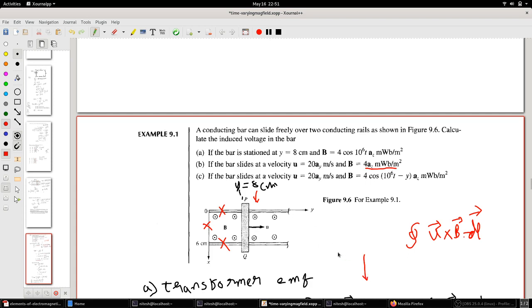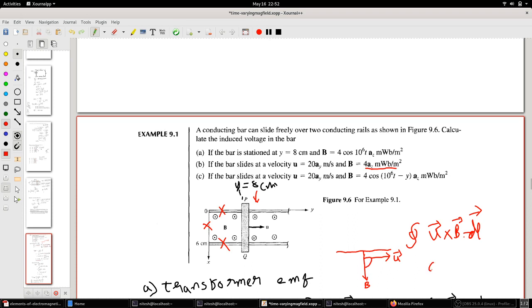Let's say the slider is here, and B is coming out, and you are moving the slider, the conductor, in this direction. This is your U, and this is your B. Now this is my AX, sorry, this is not AX. So this is coming in the AZ direction, right? So now U cross B, if I use this convention, U is going in AY, B is going in AZ.